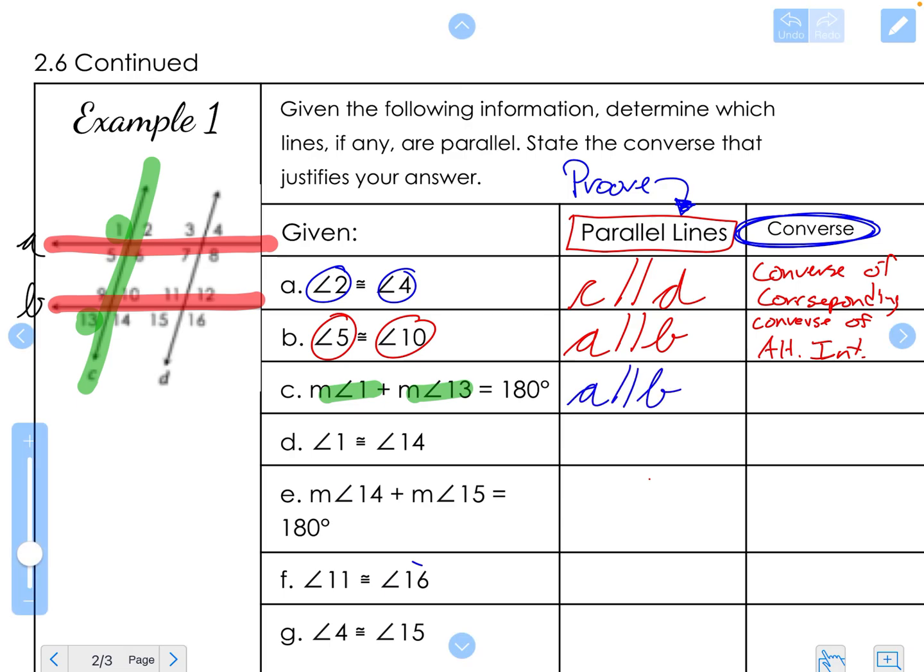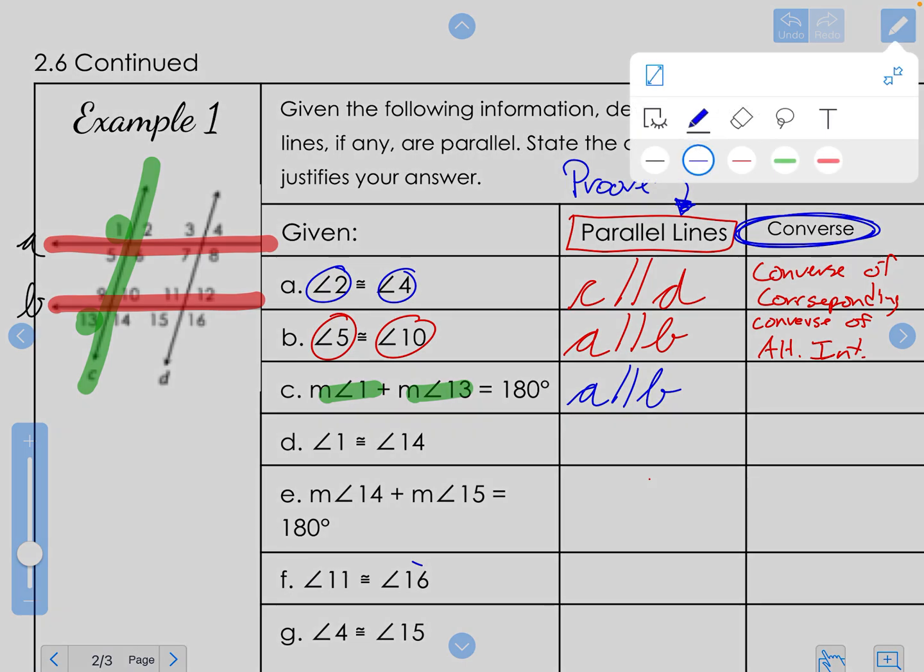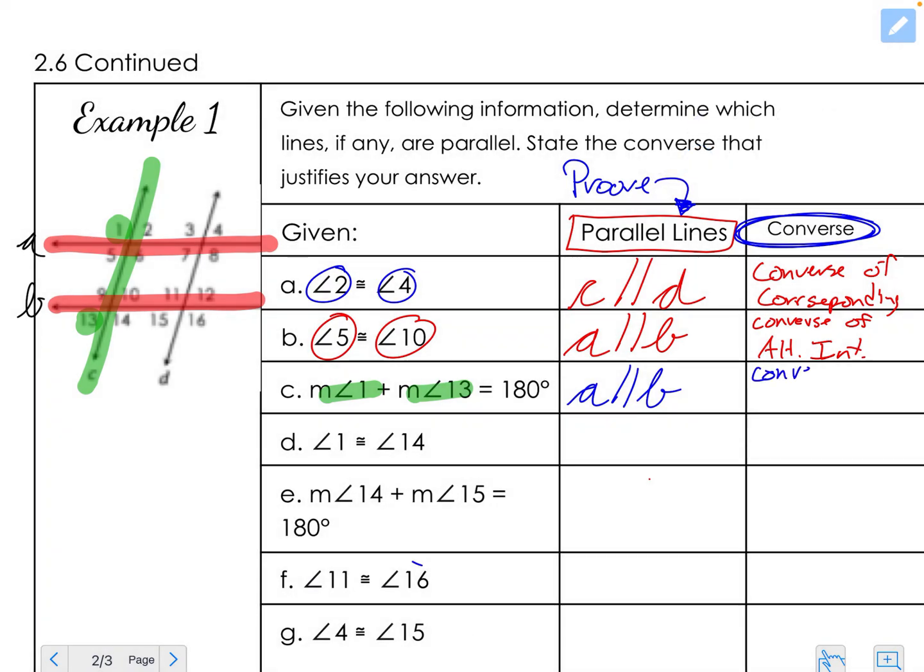And the reason that I know A is going to be parallel to B is because of the converse of our consecutive exterior angle theorem. Because 1 and 13, they add up to 180. They are on the outside of the two parallel lines, and so we know that they are alternate exterior.